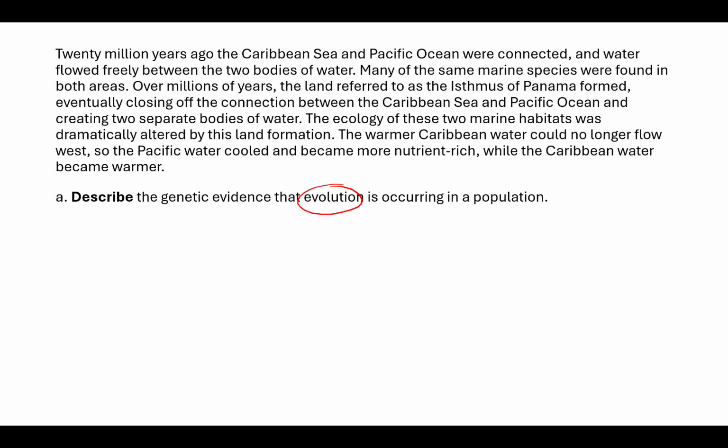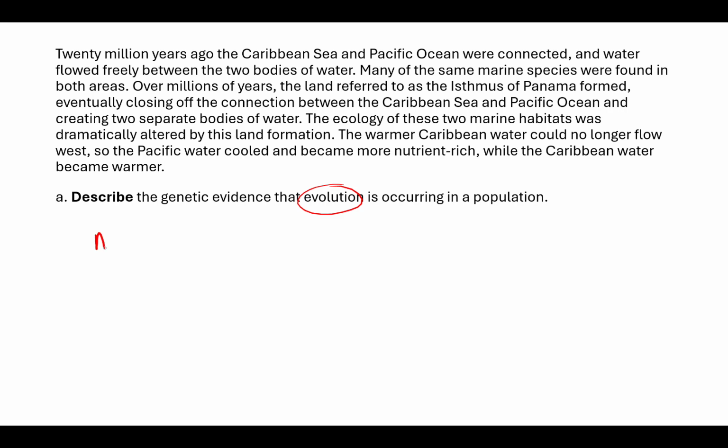So you have two species that are separated, and when they're separated, they're going to accumulate genetic differences, and as they accumulate those genetic differences from each other, they'll eventually no longer be able to interbreed, and that's the point at which we'll consider them different species. So describe the genetic evidence that evolution is occurring.